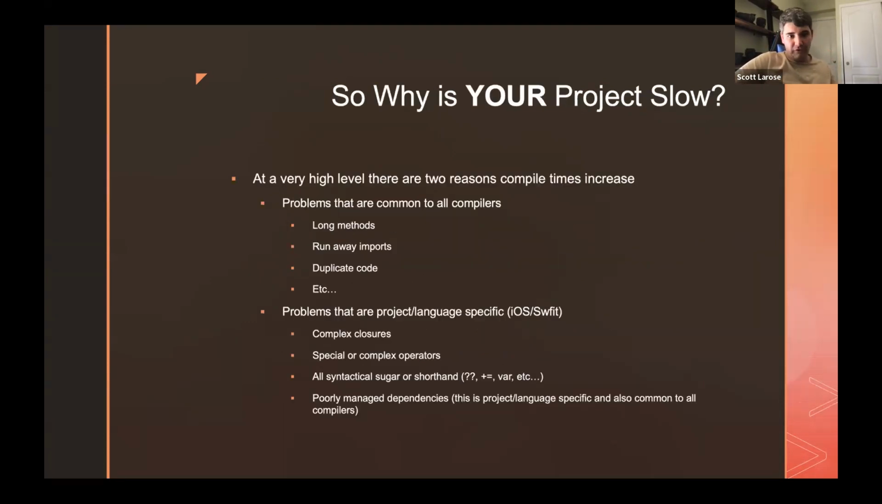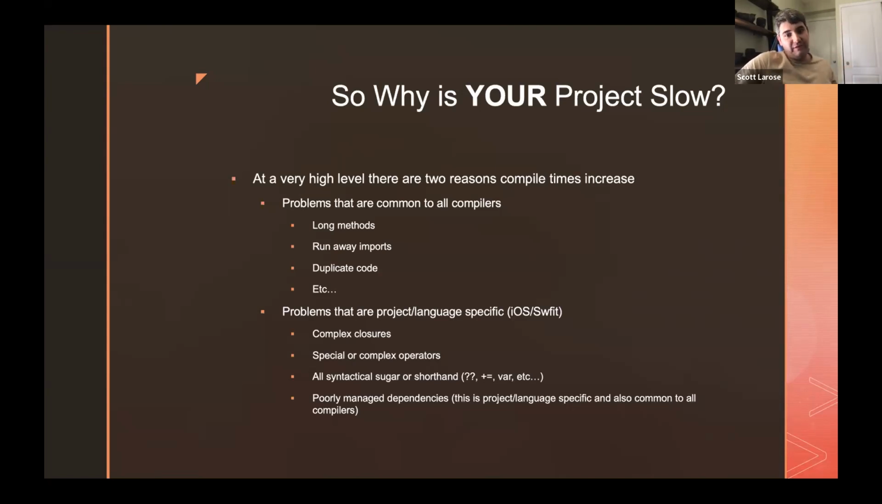So why is your project slow? At a very high level, there are basically two reasons that a project will take a long time to compile. We can put these two problems into two different sections. Problems that are common to all compilers, problems that affect how I've described the black box of the compiler working with tokenization and whatnot. That's things like long methods, runaway imports, duplicate code. These traditionally break the push and then pop and check rules when you have incredibly long methods and whatnot.